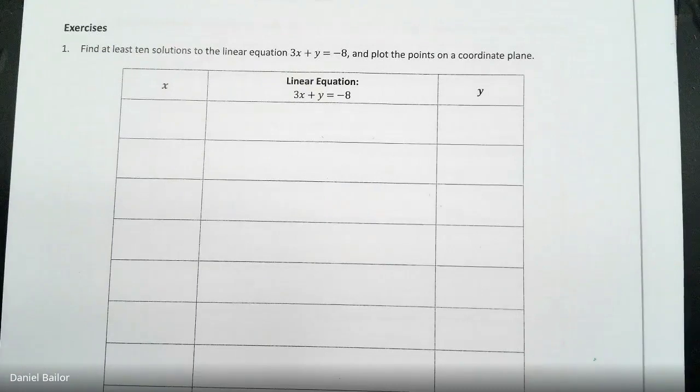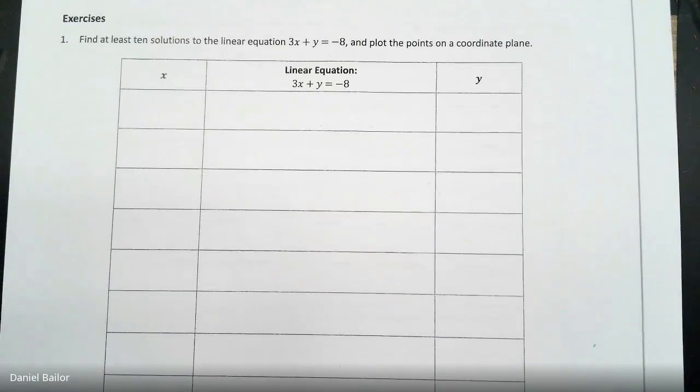Exercise 1 says, find at least 10 solutions to the linear equation and plot the points on a coordinate plane. So find at least 10 solutions. This is just like what we did in the last lesson, so you should know how to do this. You're going to find the solutions and graph them.